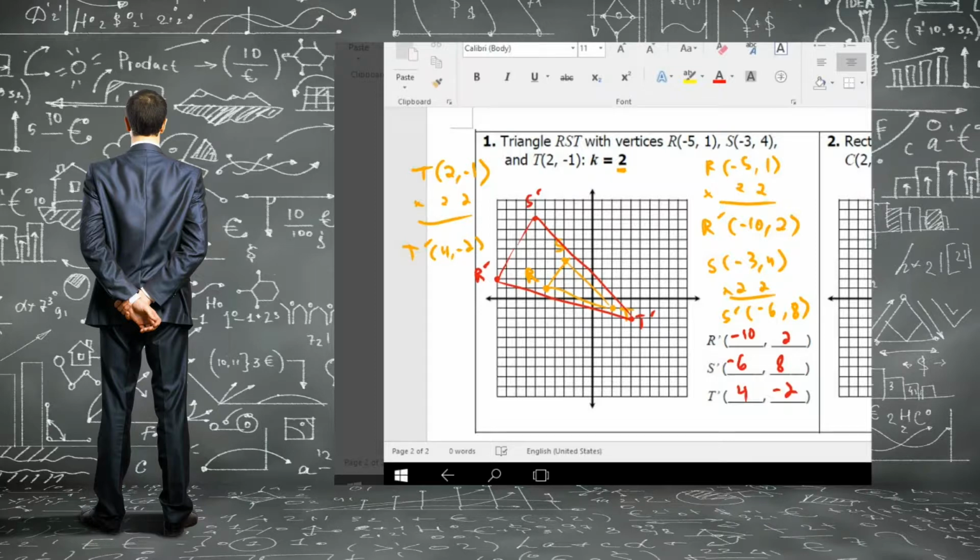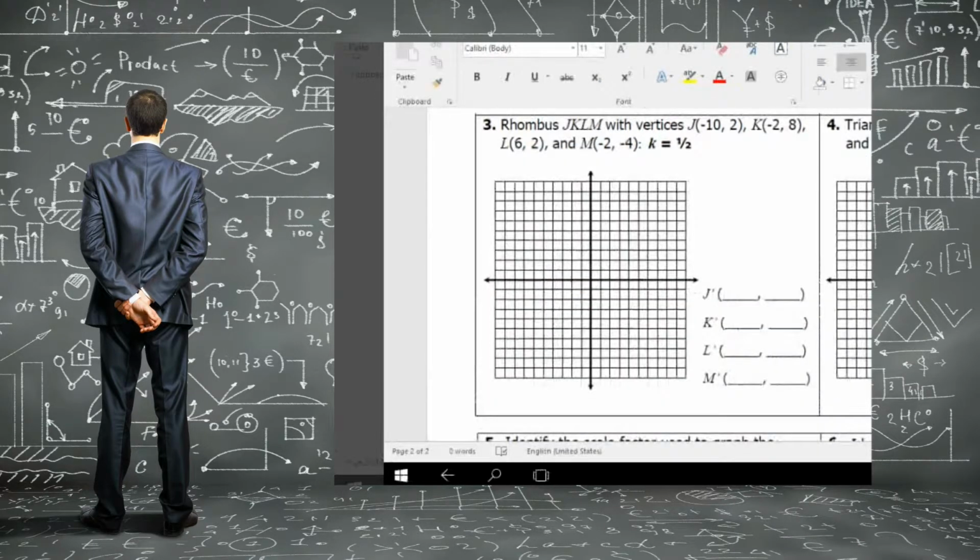So let's try number 3. Now, number 1, our picture got bigger. And what was that called again? What did Coach Goose say that was called again? That's called an enlargement.